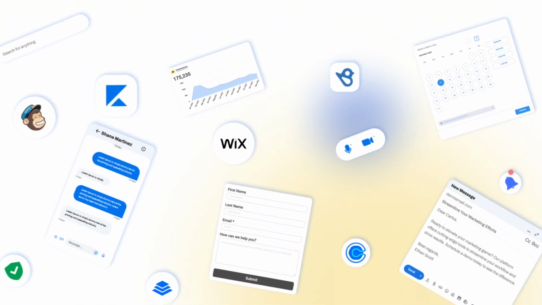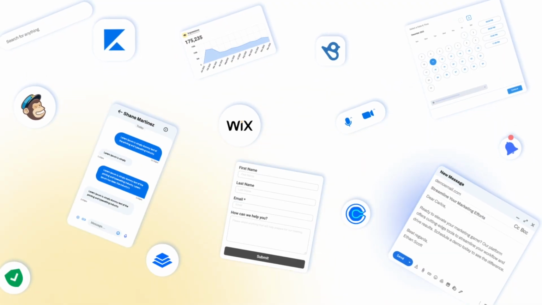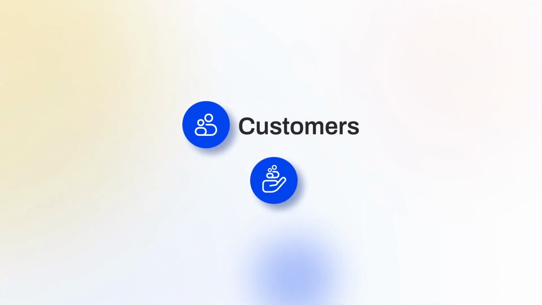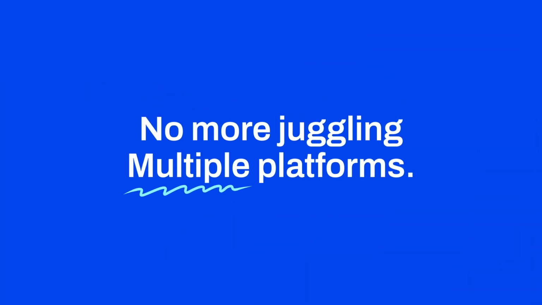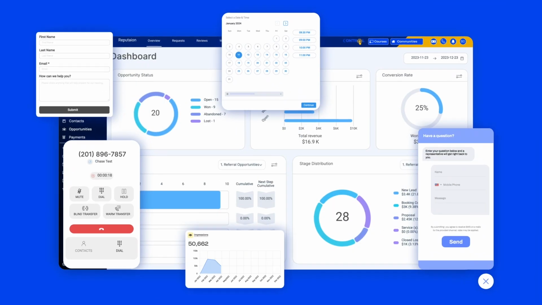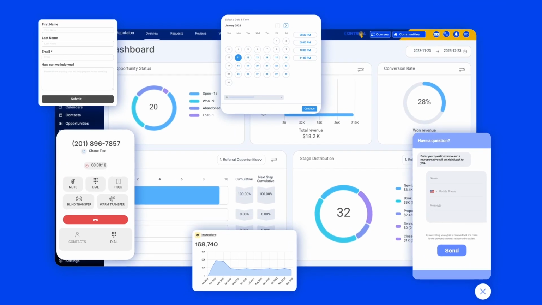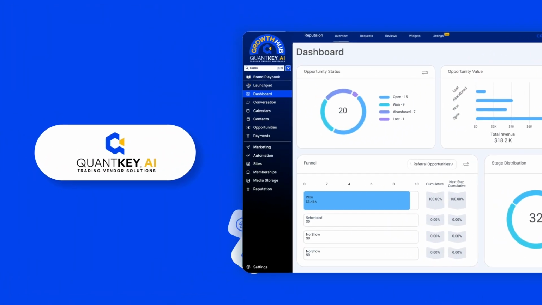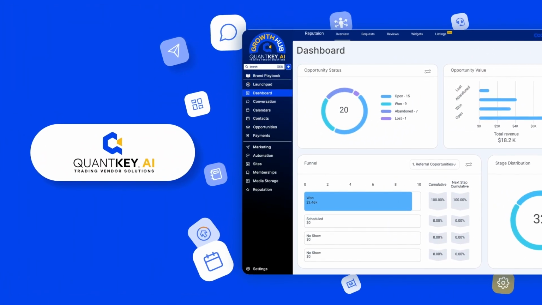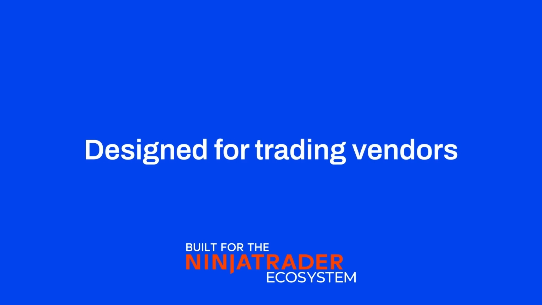Imagine freeing up more time to focus on what truly matters: your customers, your service, and the heart of your business. No more juggling multiple platforms, just one comprehensive solution that simplifies your sales and marketing efforts. QuantKey, our all-in-one sales and marketing automation platform. Designed for trading vendors. Simplify your success.